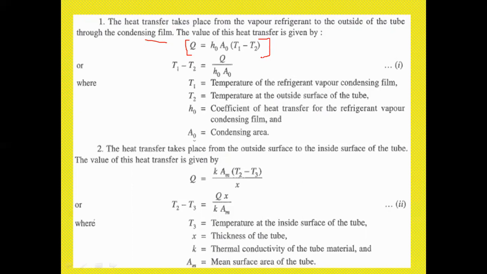What is the second case here? The heat transfer takes place from the outside surface to the inside surface of the tube. The value of the heat transfer can be given as Q is equal to K into AM into T2 minus T3 divided by X. Therefore, T2 minus T3 is equal to QX by K into AM, where T3 is the temperature at the inside surface of the tube, X is the thickness of the tube, K is the thermal conductivity of the tube material, and AM is the mean surface area of the tube.